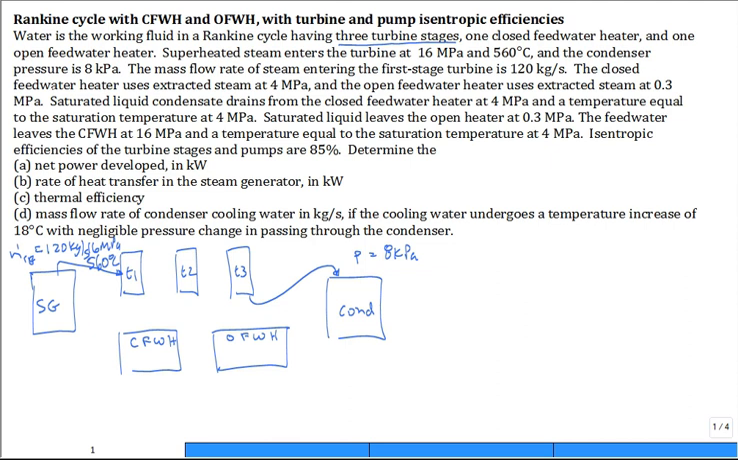Let's continue to read the problem. The closed feed water heater uses extracted steam at 4 megapascal. So this goes from 16 to 4 megapascal. That pressure right here is 4 MPa. The open feed water heater uses steam extracted at 0.3 megapascal. Sorry, it's a little cluttered, but that's sometimes what we have to do, tuck it all in.